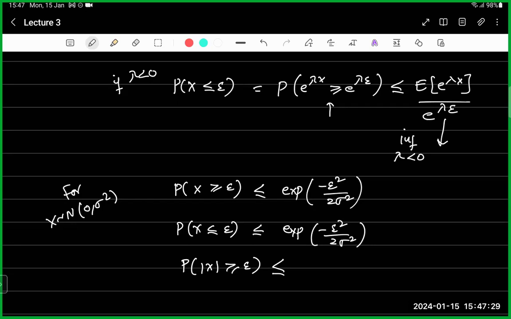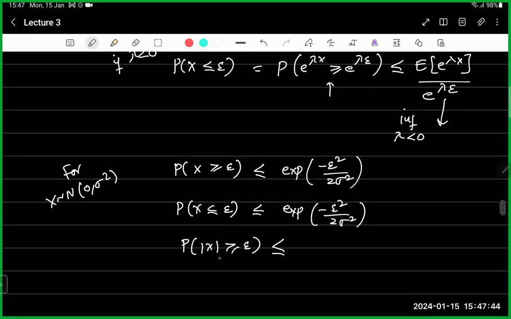Yeah. Did you study union bound? What is union bound in probability? Probability of A union B is less than or equal to probability of A plus probability of B. So this is like a union, right? Probability X is greater than or equal to epsilon, or probability X is less than or equal to minus epsilon. This is same as this, right? And anyway, what do we get? This is less than or equal to these two probabilities.